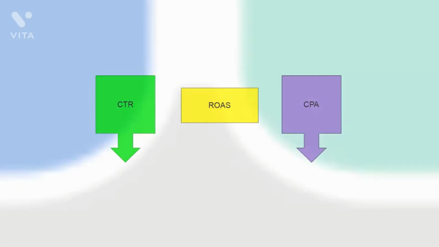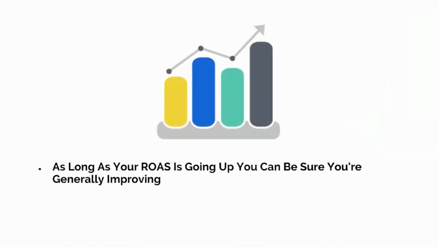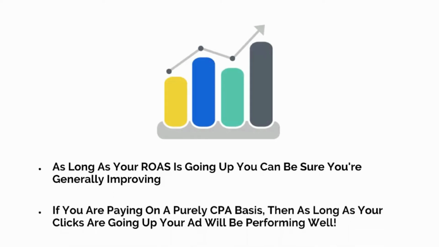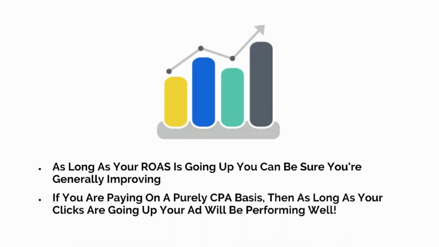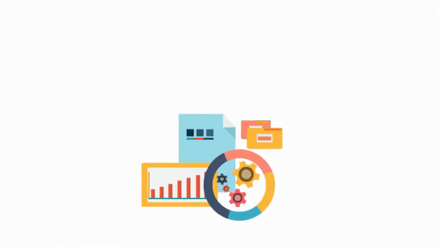I know this all sounds a bit confusing, but as long as your ROAS is going up, you can be sure you're generally improving. And if you're paying on a purely CPA basis, then as long as your clicks are going up, your ad will be performing well.